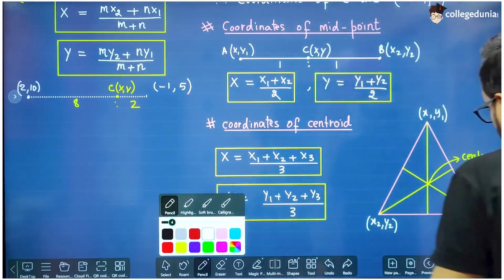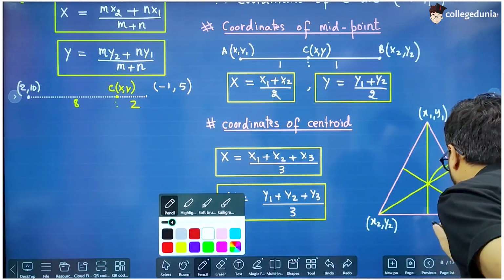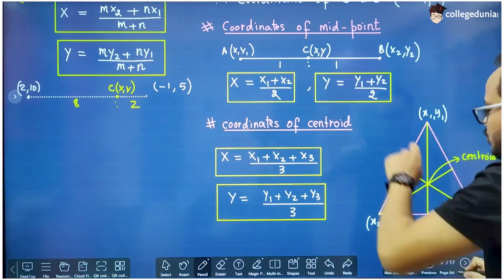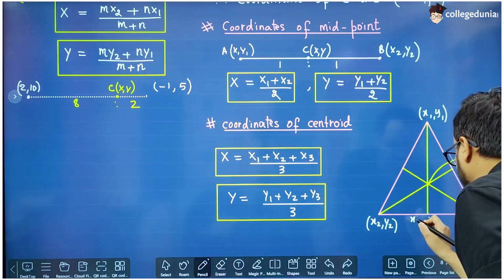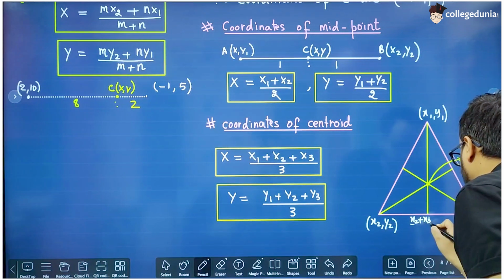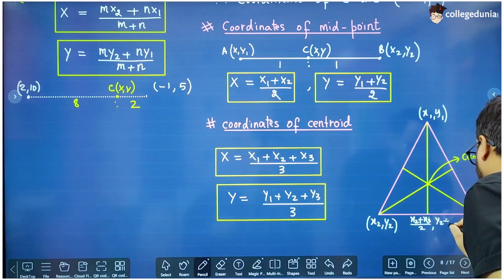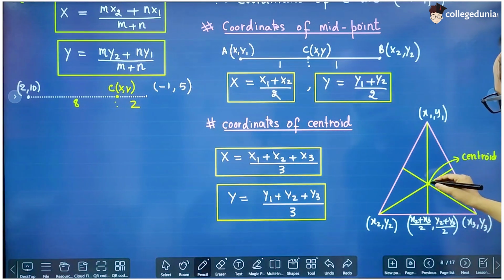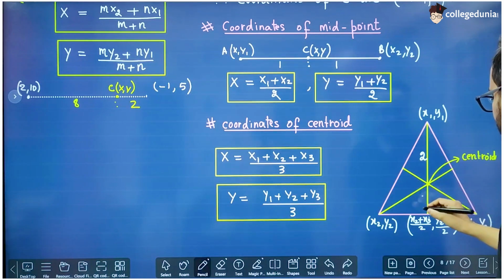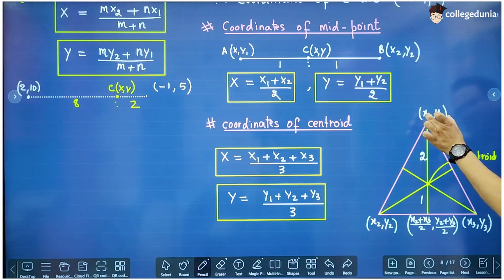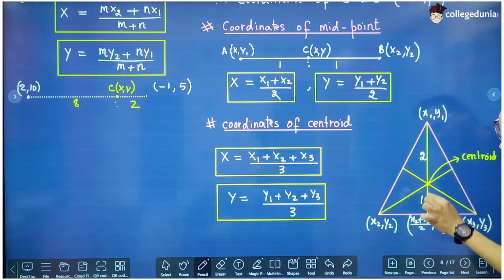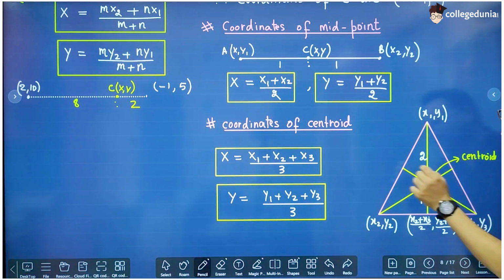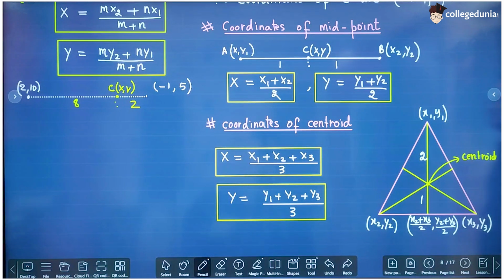Just remember that this is the midpoint of these two, right? So the coordinates of this point according to this formula will be (x2 plus x3) divided by 2, and (y2 plus y3) divided by 2. And remember, the centroid always divides the median in the ratio 2:1. Now you know this point and you know this ratio 2:1. You can easily find the coordinates of the centroid and you will get this result: (x1 plus x2 plus x3) by 3 and (y1 plus y2 plus y3) by 3.